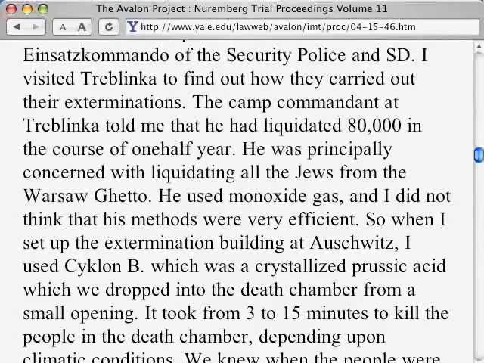Then the confession states, "I visited Treblinka to find out how they carried out their exterminations. The camp commandant at Treblinka told me that he had liquidated 80,000 in the course of half a year. He was principally concerned with liquidating all the Jews from the Warsaw Ghetto. He used monoxide gas, and I did not think that his methods were very efficient. So when I set up the extermination building at Auschwitz, I used Cyclon B, which was a crystallized prussic acid, which we dropped into the death chamber from a small opening."